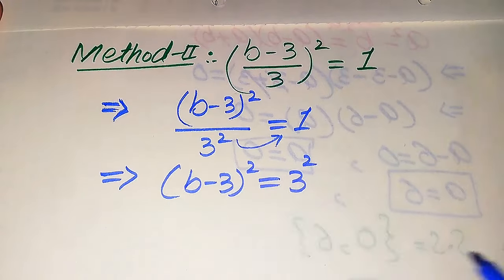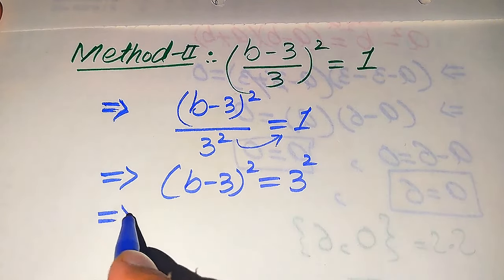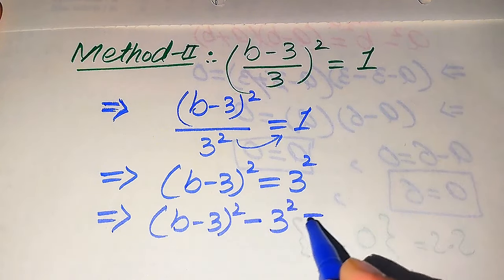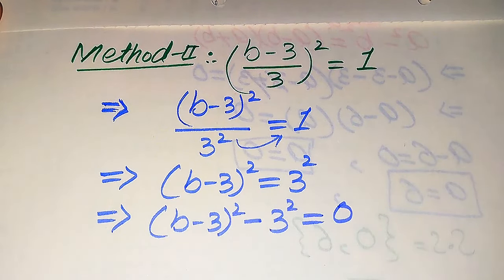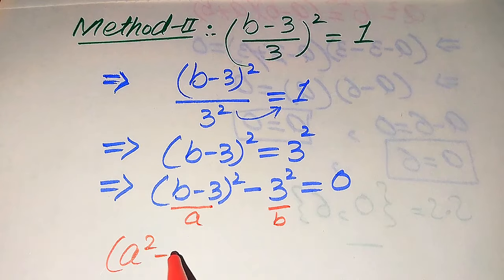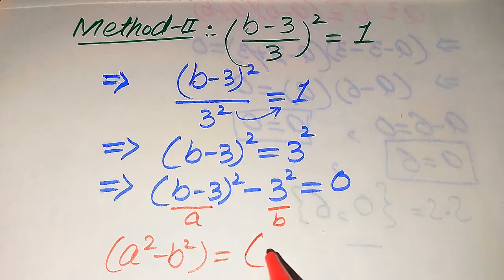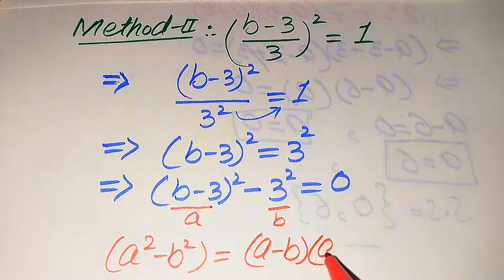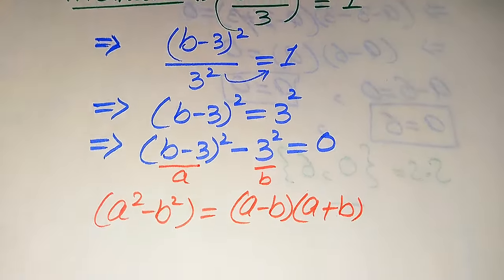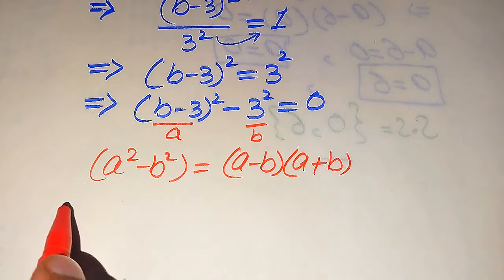And further in the next step we move this 3 square to the left hand side, and it becomes (b minus 3) whole square minus 3 square, and this whole equation equals 0. And further in the next step you see the base of this term is our a, and the base of this term is our b, and here we use the nice algebraic formula you know about: a square minus b square equals (a minus b) times (a plus b). So according to this formula we write our above equation in this form.